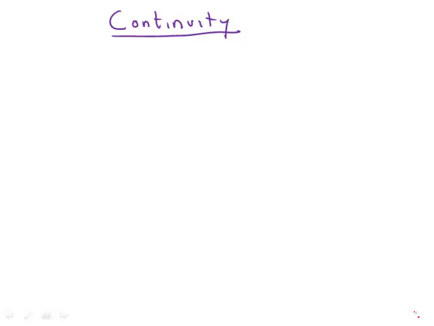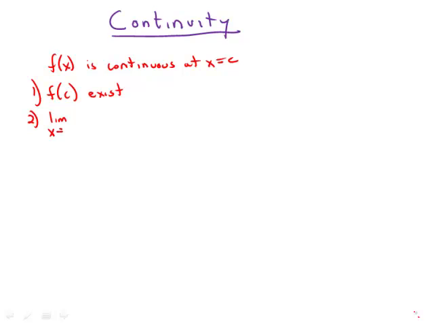Now we're ready to talk about the idea of continuity, of a function being continuous. So we can say f of x is continuous at x equals c if three conditions hold. Condition number one is that the function evaluated at that point simply must exist. Second, what must be true is that the limit of the function at that point must exist.